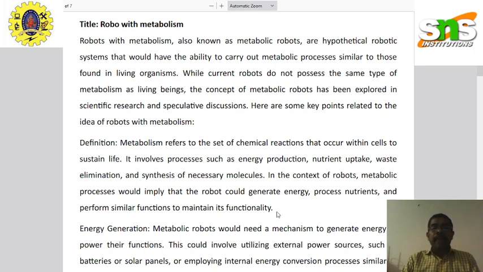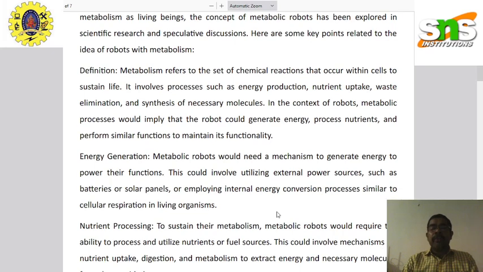Meanwhile, metabolism refers to the set of chemical reactions that occur within cells to sustain life. It involves processes such as energy production, nutrient uptake, waste elimination, and synthesis of necessary molecules. In this context, the metabolic process would imply that the robot could generate energy, process nutrients, and perform similar functions to maintain its functionality.